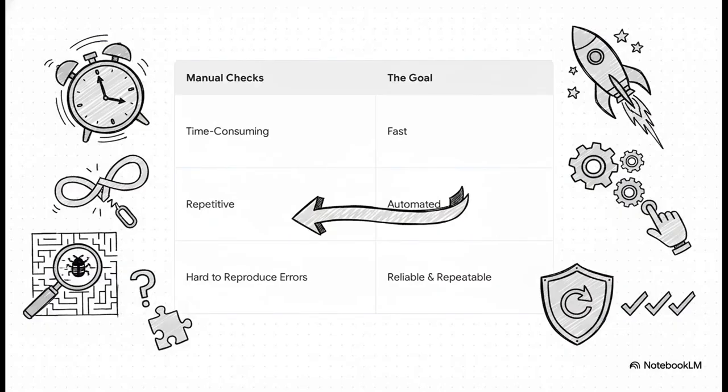And while it has its place, it has some major downsides. And this slide just lays it all out, doesn't it? Manual checks take forever. They're boring and repetitive. And honestly, the worst part? When you do find a bug, trying to remember the exact 10 steps you took to make it happen can be a nightmare. The dream, right? The goal is a process that's the exact opposite. Fast, automated, and totally reliable every single time you run.